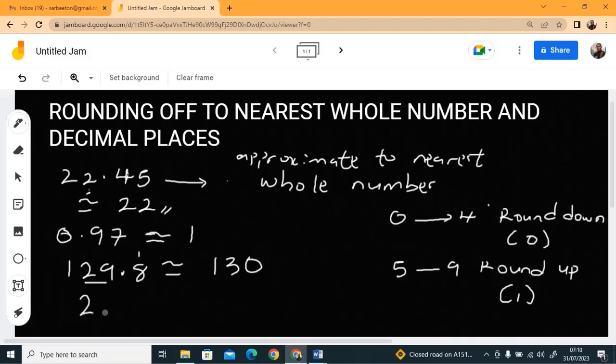We have 299.65. Now look at this one. So what do you think the answer will be? Now you know this is what you care about. Nearest whole number. Now this is 99. After 99, when you add 1 to make 100, but you cannot write 100.